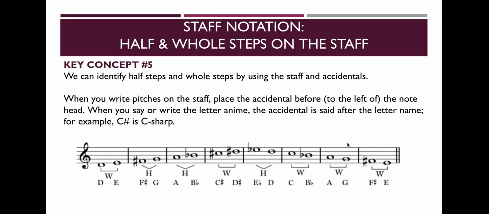Half steps and whole steps on the staff. Here is key concept number 5. We can identify half steps and whole steps by using the staff and accidentals. When you write pitches on the staff, place the accidental before, or to the left of, as you can see down here, the note head. When you say or write the letter name, the accidental is said after the letter name. For example, C sharp, or C with the sharp symbol, is pronounced C sharp.